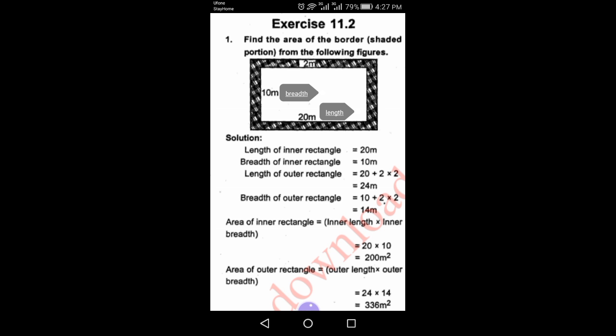Now we find out the area of the outer rectangle, which is equal to the outer length into outer breadth. When we multiply 24 into 14, we get 336 meters square. After finding out the area of the inner rectangle and the area of the outer rectangle, now we find out the area of the border or the area of the shaded portion.